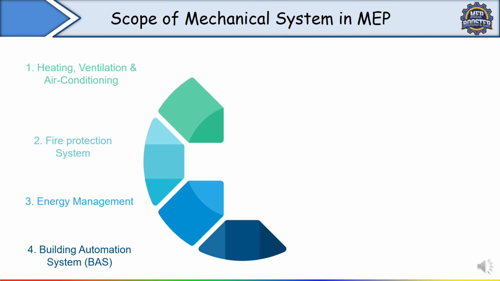Then we have a fourth, building automation system. In short, you can say BAS. Modern mechanical systems often include building automation and control systems that allow for the monitoring and regulation of HVAC, lighting and other building systems. So this system improves operational efficiency, comfort and energy management.